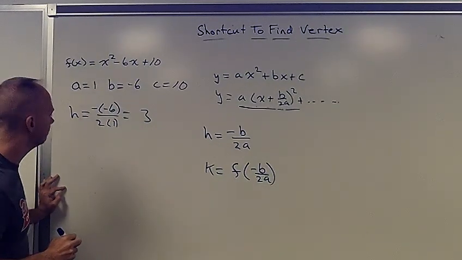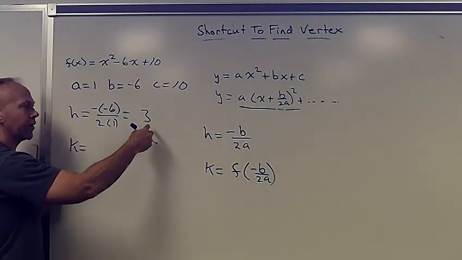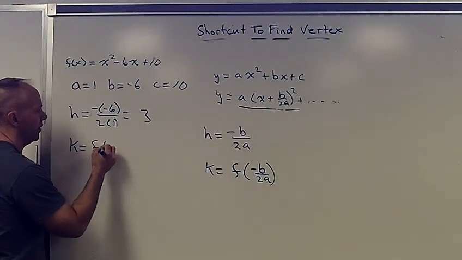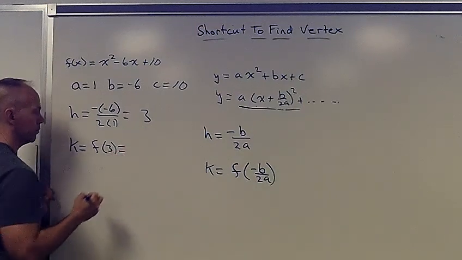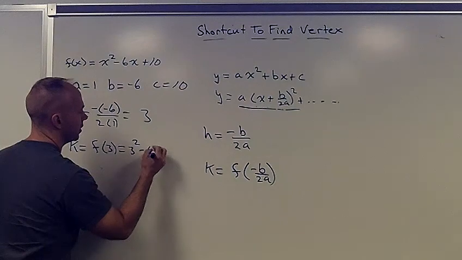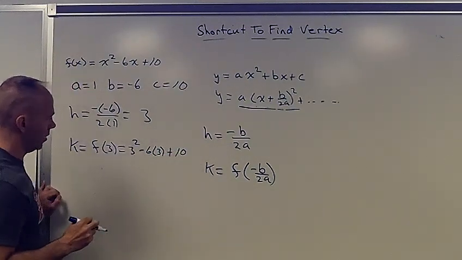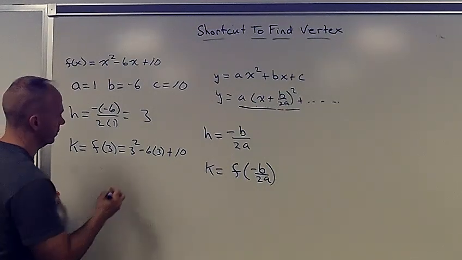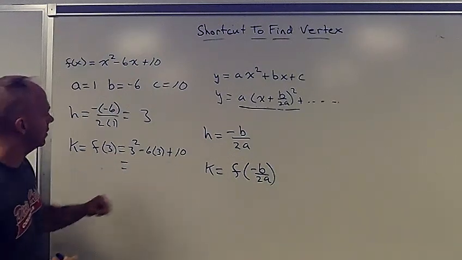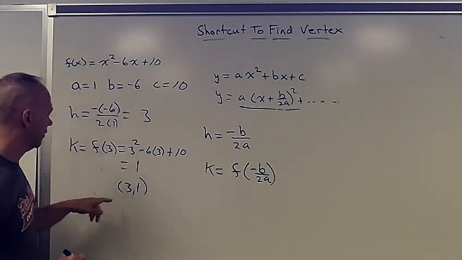Pretty easy so far. Now to get k, that's just the y-coordinate that goes with an x-coordinate of 3. So I'm just going to take f of 3. Plug it in, let's see. I get 3 squared minus 6 times 3 plus 10. We don't need our calculators, we'll just use our brains. 9 minus 18 is negative 9, plus 10 is a positive 1. Presto changeo, there's my vertex at (3, 1).